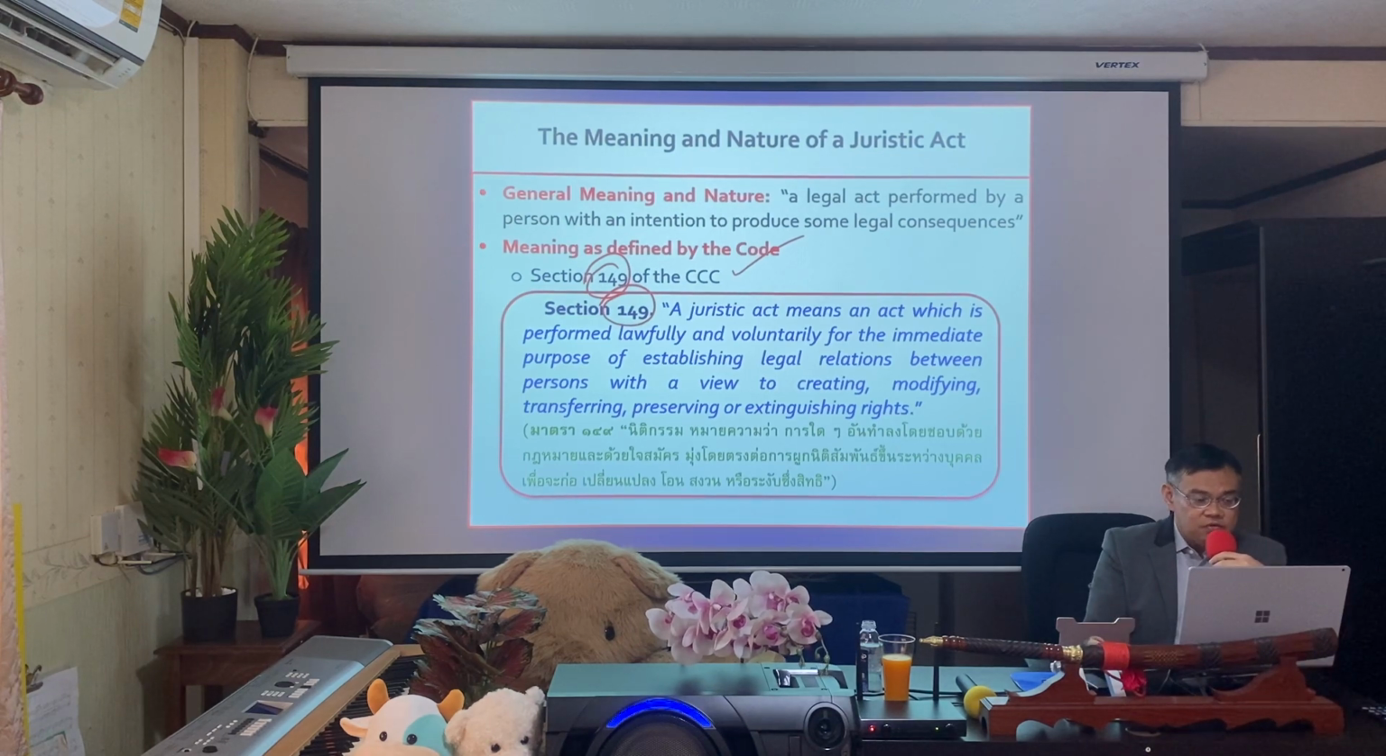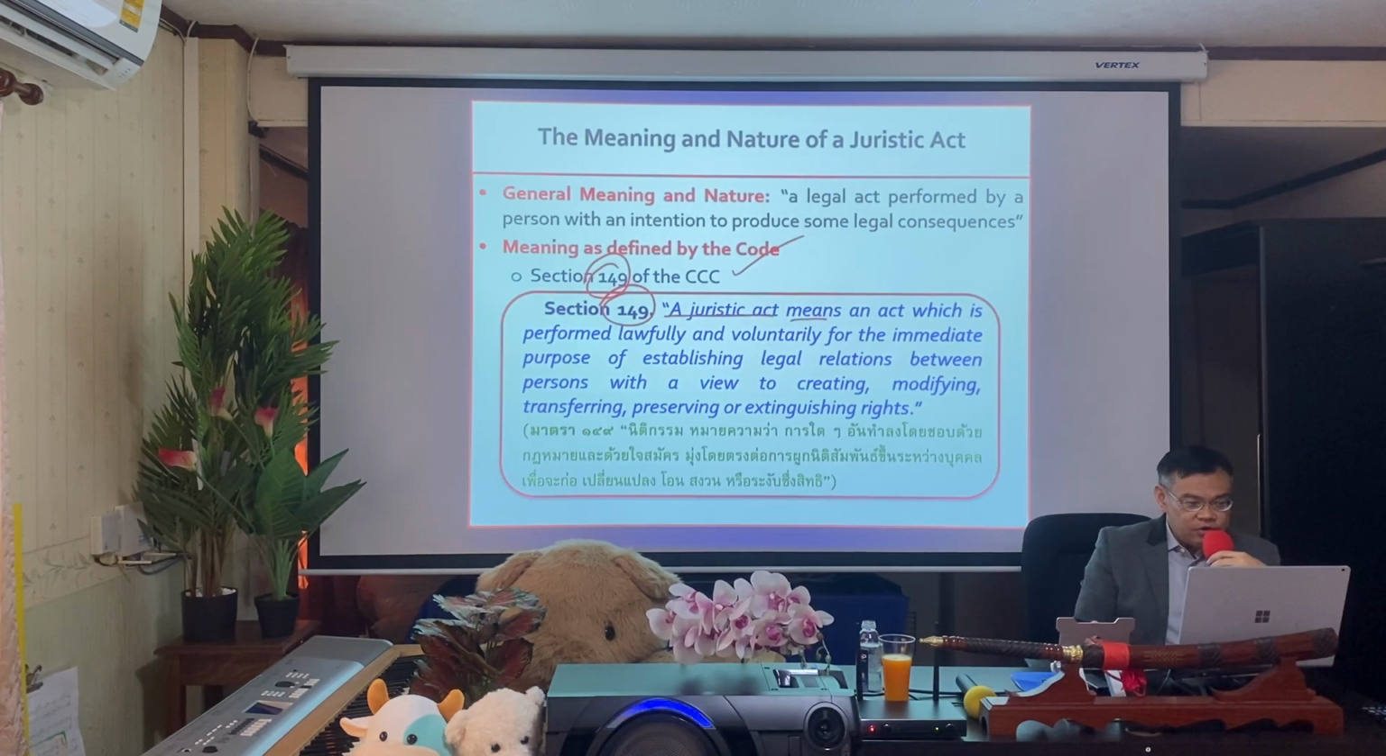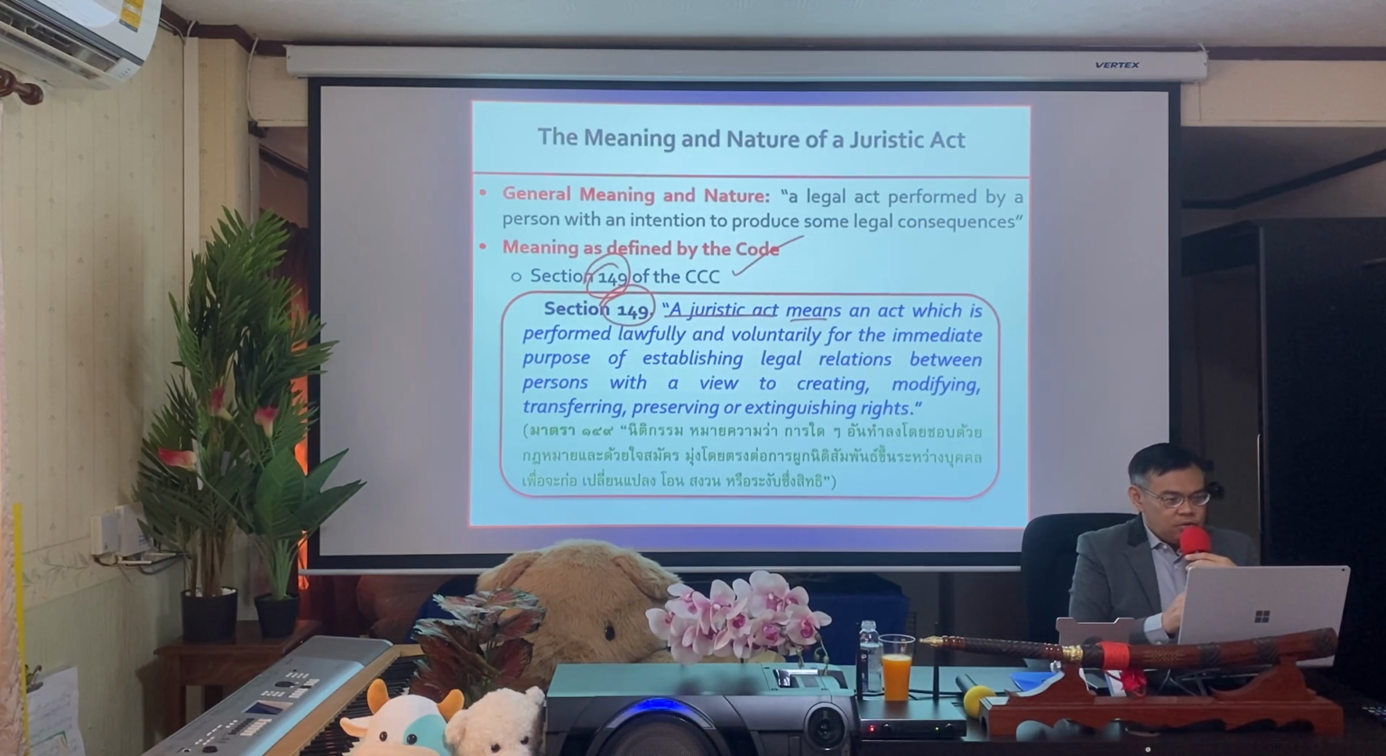According to Section 149, a Juristic Act means an act which is performed lawfully and voluntarily for the immediate purpose of establishing the legal relations between persons with a will.